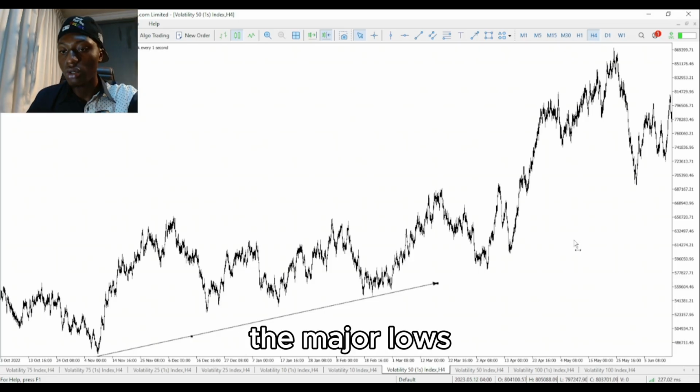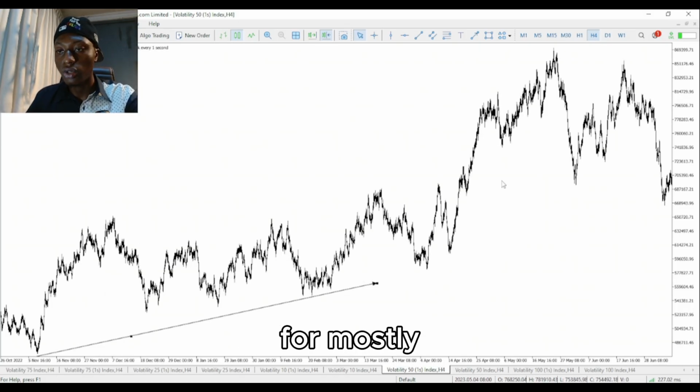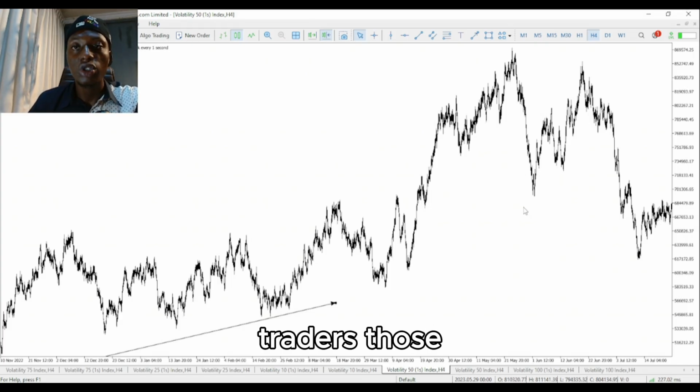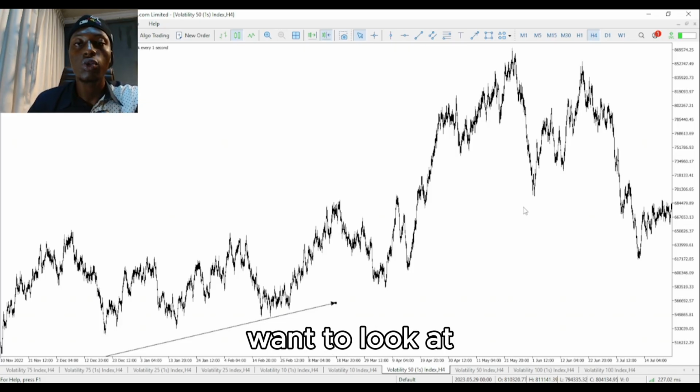You understand? The major lows, those are where you watch out for mostly. Because those are the levels where professional traders, those institutional, those hedge fund traders, mostly focus. Those are how they drive price. They mostly look at those big levels because most times they don't look at those small price levels, because they do not really count, because the higher time frame is what drives the lower time frame. So they want to look at those major levels on the higher time frame.